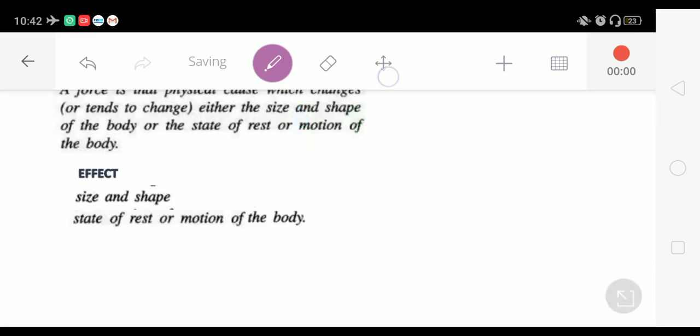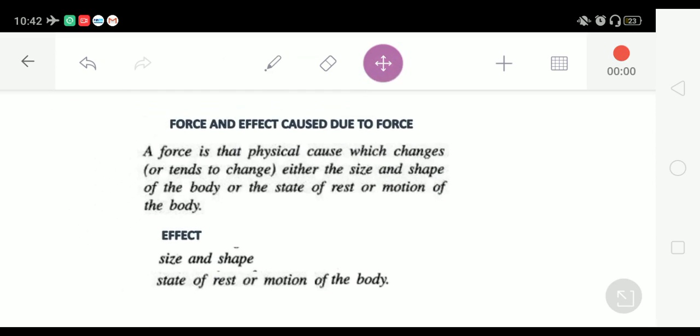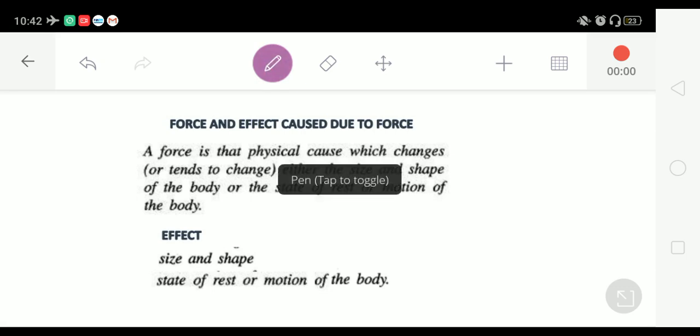The first topic which we'll cover over here will be forces and effect of force. So let's understand what is force. A force is that physical cause which changes or tends to change either the size and shape of the body or the state of rest or motion. So force is a physical cause, and what does it do? It changes either the shape and size of the object or the state of rest or motion.